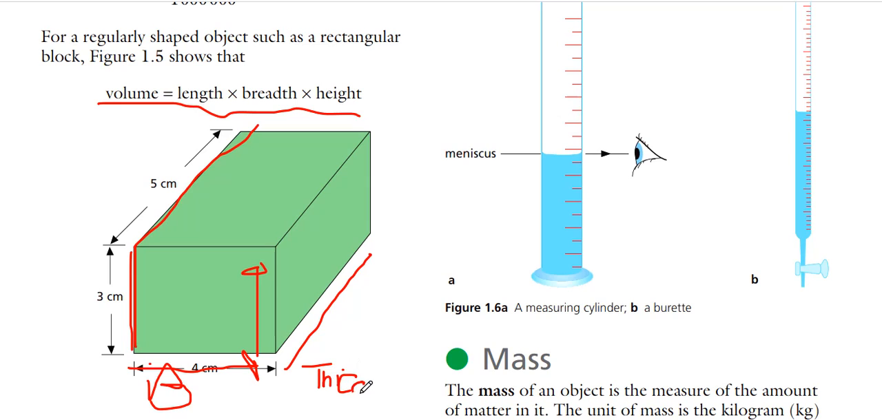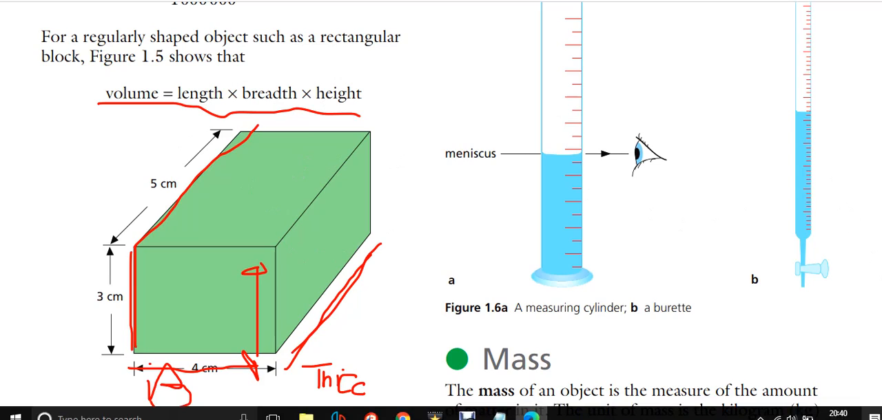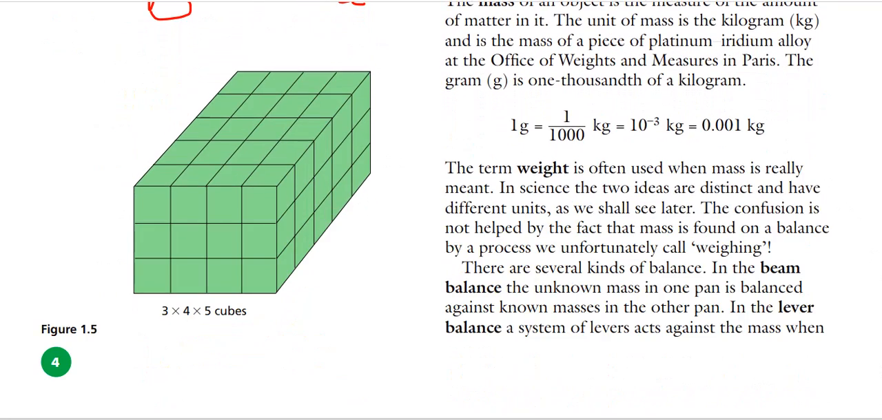Yes. Now, this is how long it is, so it becomes length times breadth times height. There, done. Easy. Moving on.